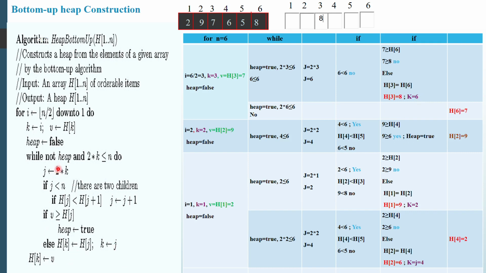After that, these are the statements that come under the while loop. So now, after changing the k value, next you have to go to the while loop. What is that condition? Not hip. Hip means what is the hip value? False it is. So that's why hip is equal to true now. And 2 into k. So the k value has changed to 6 here. 2 into 6 is 12. Is 12 less than or equal to 6? No. The condition fails. If the condition fails, then you come out of this while loop.